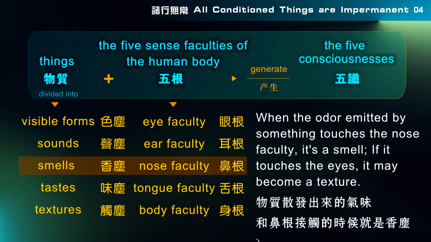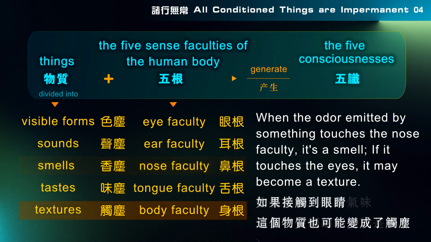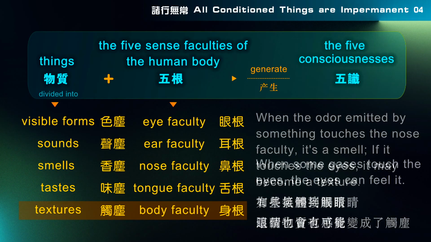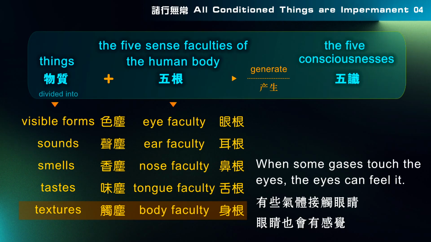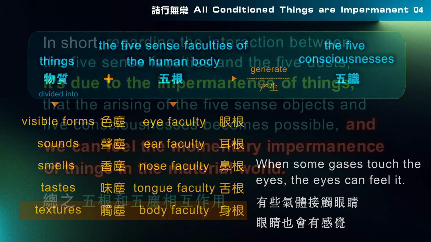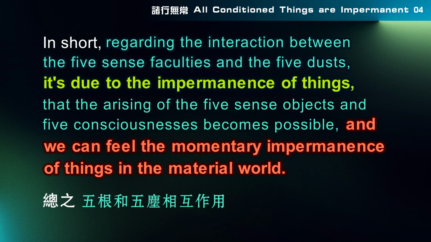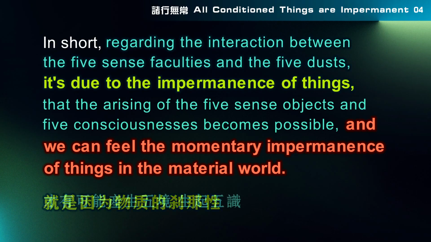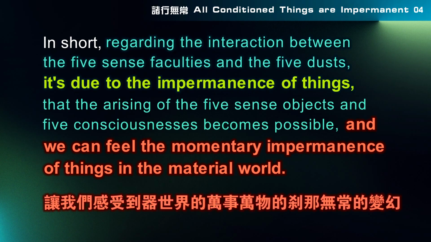When the odour emitted by something touches the nose faculty, it's a smell. If it touches the eyes, it may become a texture. When some gases touch the eyes, we can feel it. In short, regarding the interaction between the 5 sense faculties and the 5 dusts, it's due to the impermanence of things that the arising of the 5 sense objects and 5 consciousnesses becomes possible, and we can feel the momentary impermanence of things in the material world.